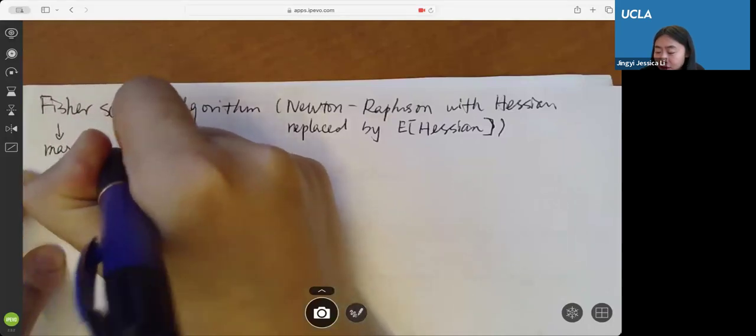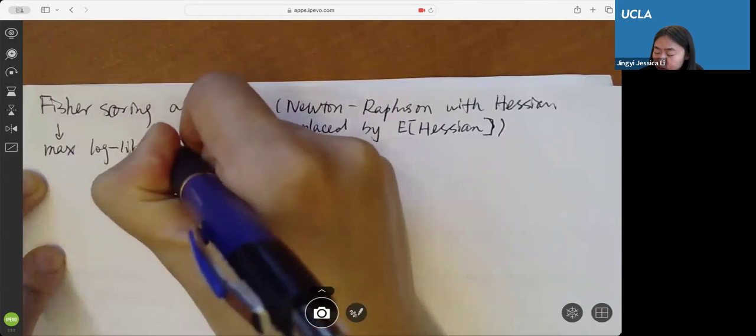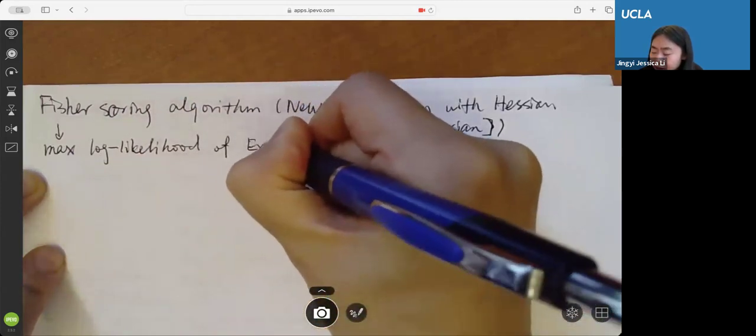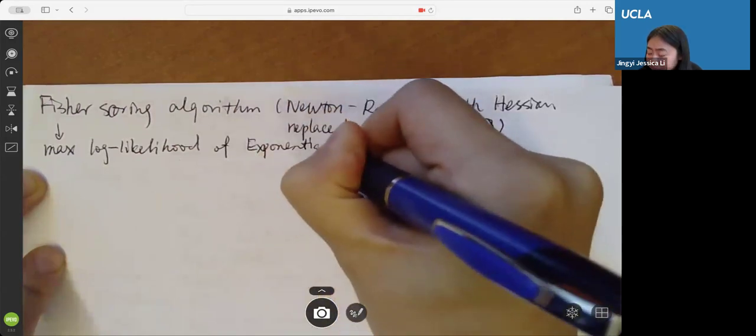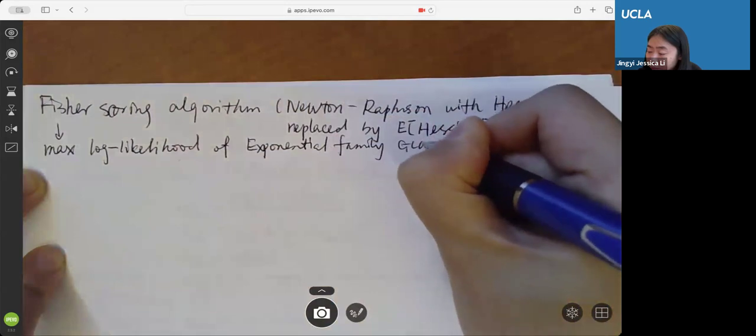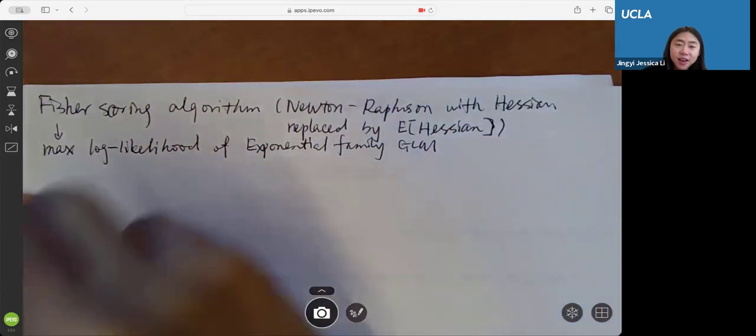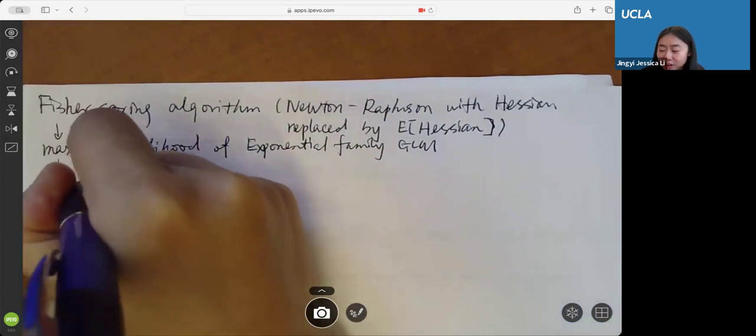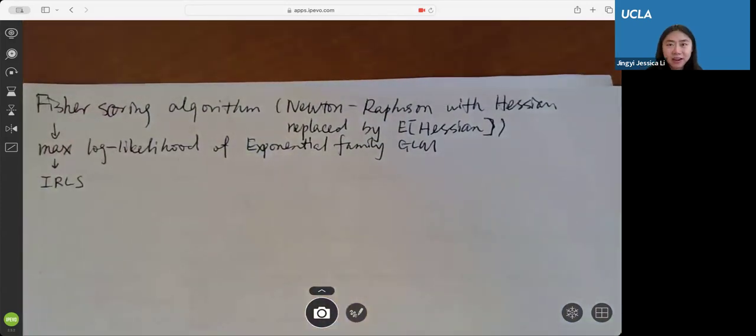And now if we apply Fisher scoring to maximize the log likelihood of the exponential family GLM, then what we get is the algorithm called IRLS, iteratively reweighted least squares. And this is what we derived last lecture.